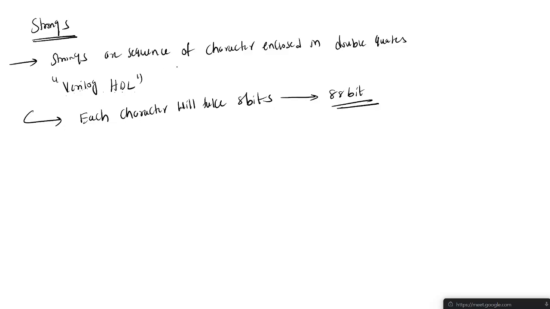Normally it will be stored in terms of ASCII, American Standard Code for Information Interchange. Characters will be stored in terms of ASCII. During the course we discussed that special characters and all those things have an ASCII value. So that will be stored in terms of 8 bits only.